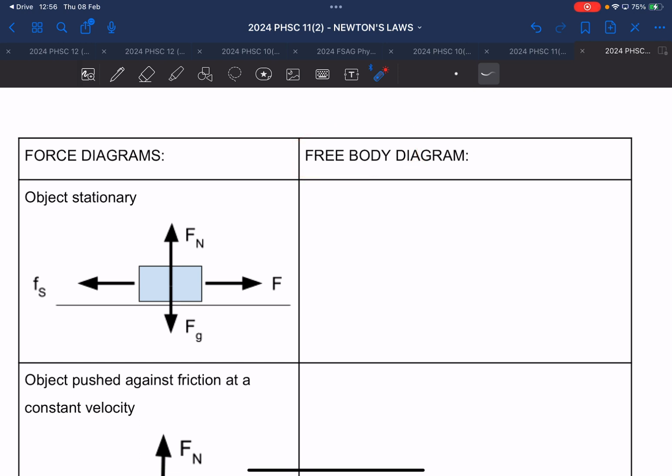So if the situation is about a block, then you're not going to draw the block anymore, you're just going to draw a dot. If the situation is about a house, you're not going to draw the house, you're just going to draw a dot. Okay, so free body means free of the body. So we are just going to draw a dot here.